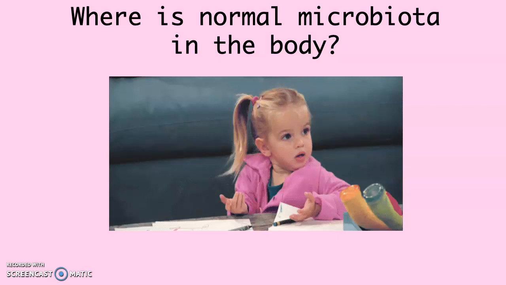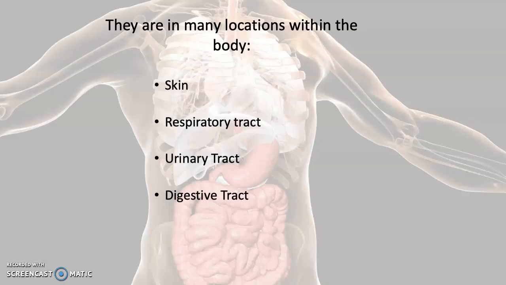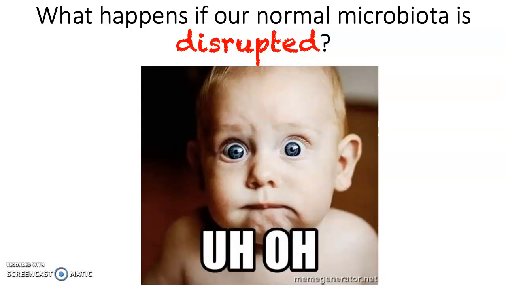So, where is normal microbiota located in the body? There are many locations in the body that normal microbiota are found. Let's talk about 4. They are located in the skin, which is seen mostly in moist areas such as the groin area and in between the toes; the respiratory tract, which is usually the nose; the urinary tract; or the digestive tract, which is seen in the mouth and colon.